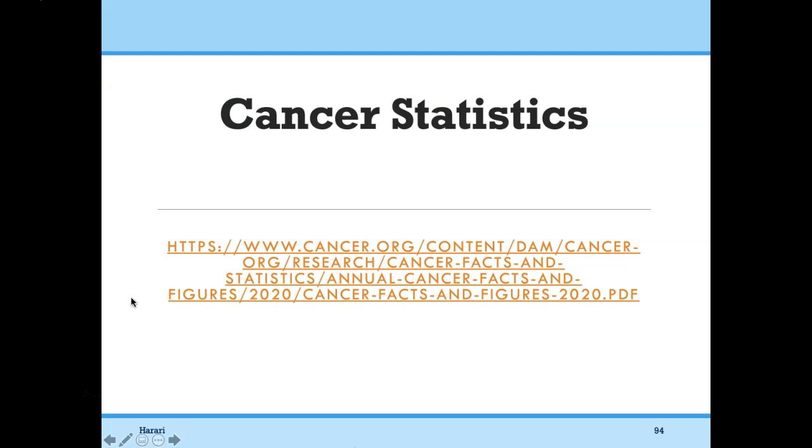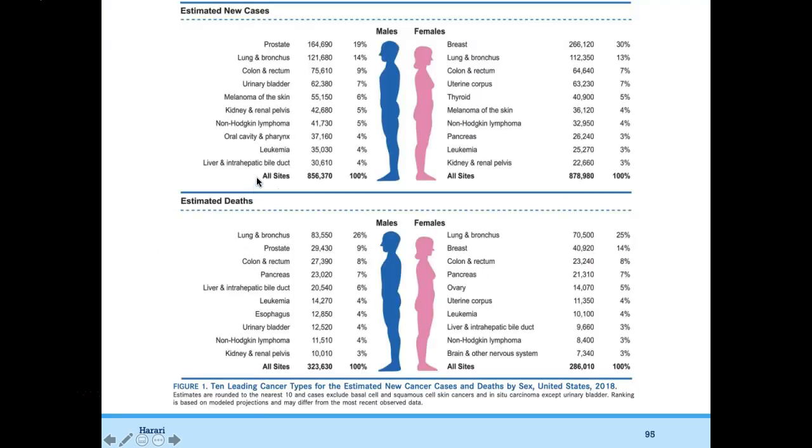So I want to end off by talking about some cancer statistics. You can click on this link for the most up-to-date stats, but these are from a few years ago, and it's pretty much the same. Leading new cases in males are prostate cancer, right? 20% of all new cases of cancer in males are prostate. In females, 30% of cancer is breast cancer. In both males and females, the most deadly cancer is lung cancer, followed by prostate cancer in men and breast cancer in females.